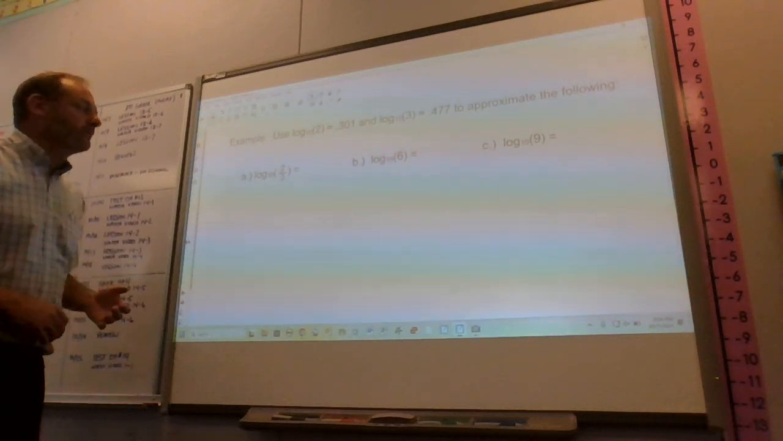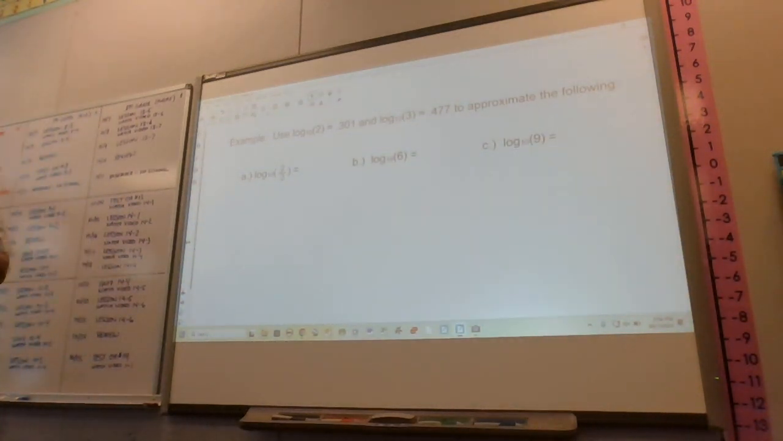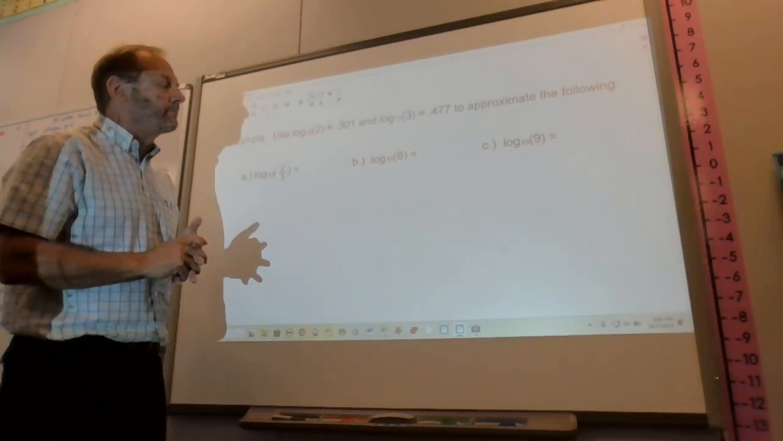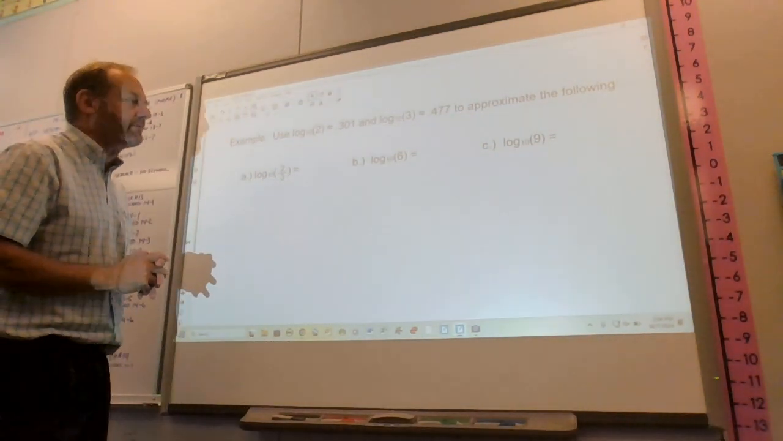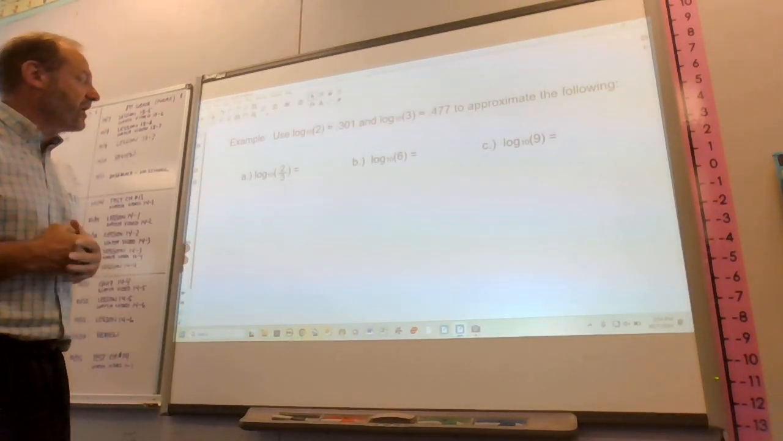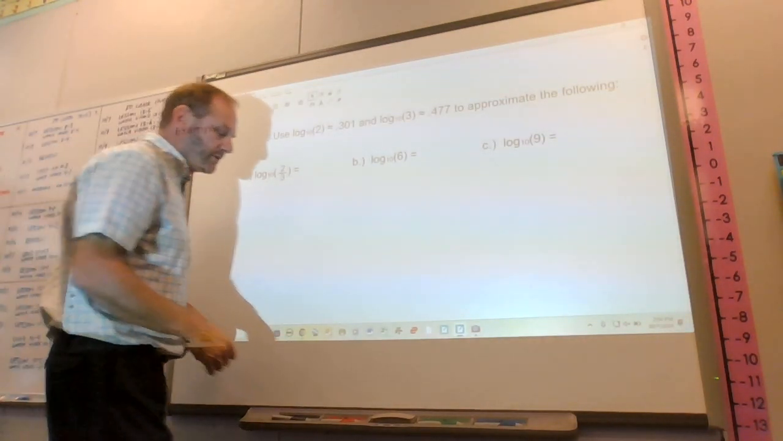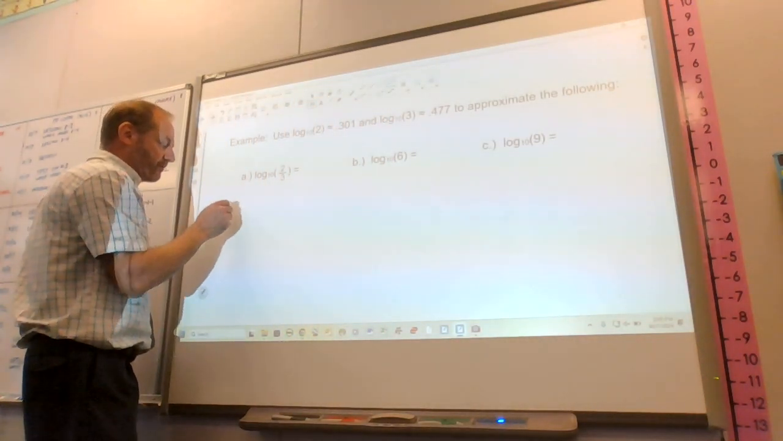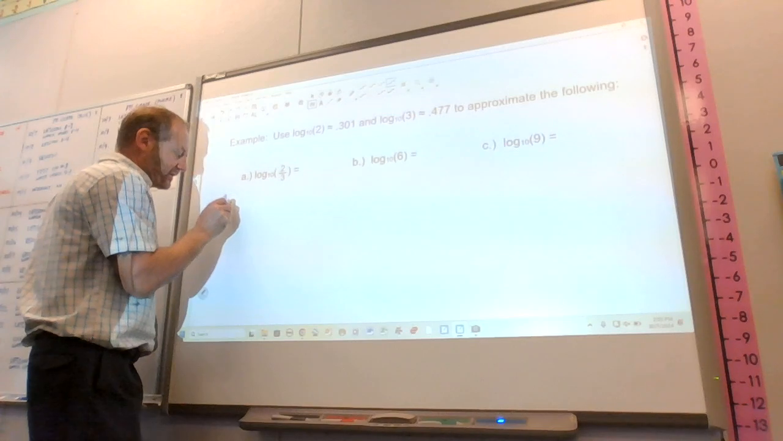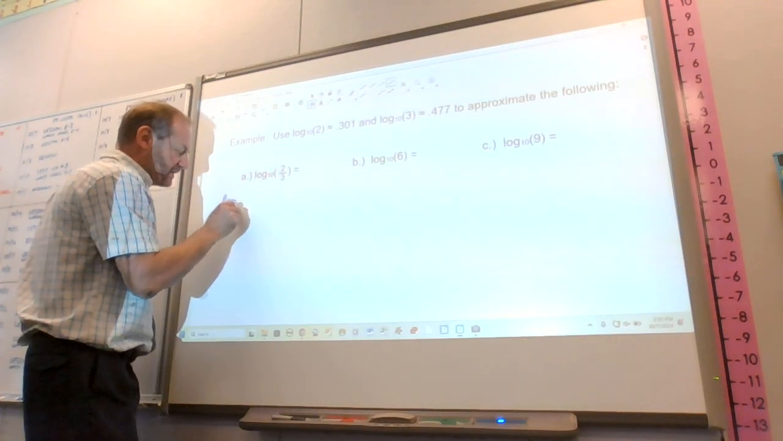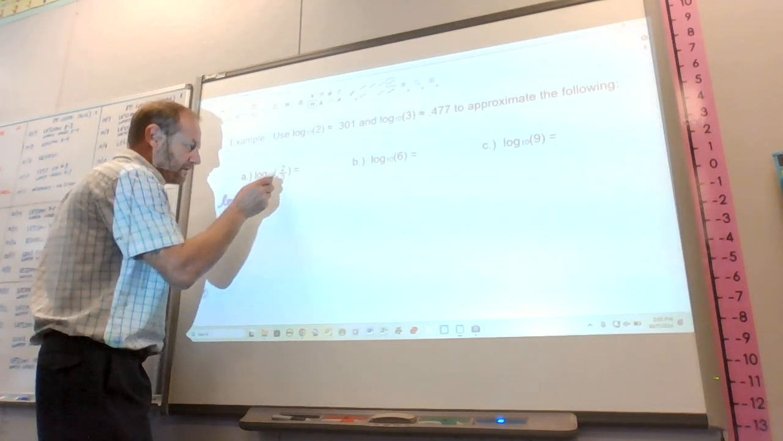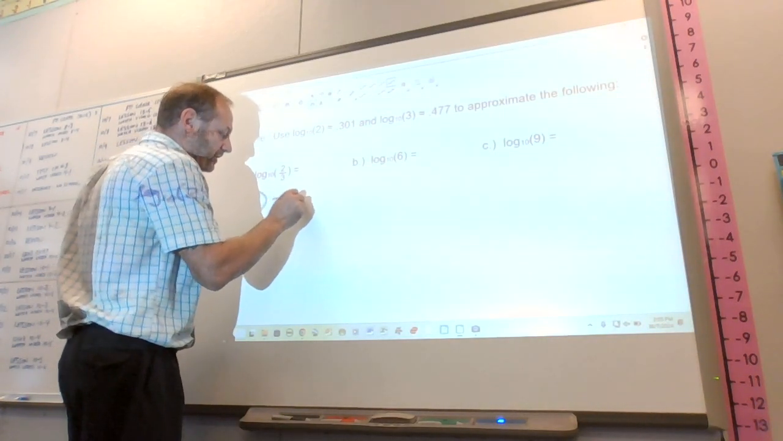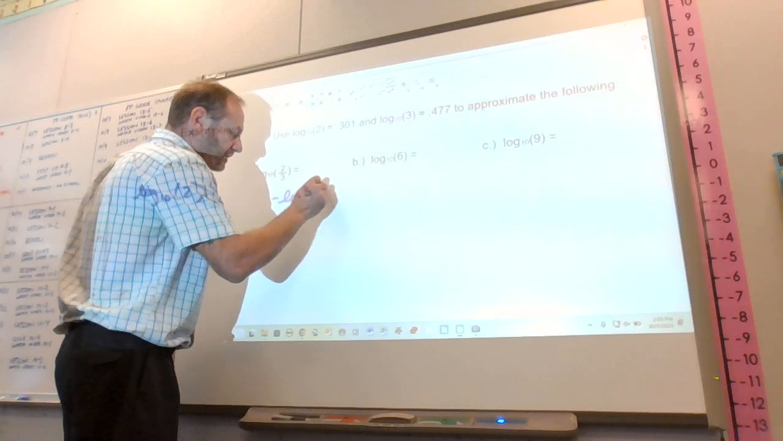So what we're going to do is use the log base 10 of 2 is approximately equal to 0.301. The log base 10 of 3 is approximately equal to 0.477. We use that to approximate the log base 10 of 2/3. I can use one of those properties to say the log base 10 of 2/3 is equal to the log base 10 of 2 minus the log base 10 of 3.